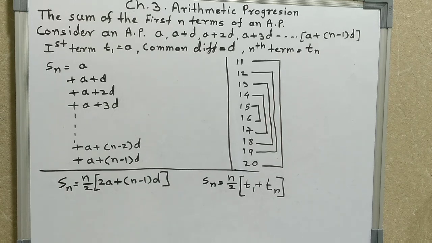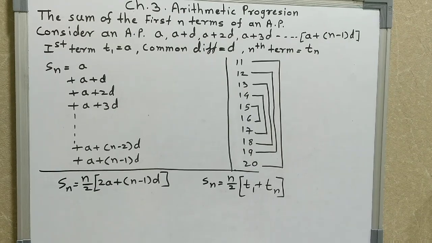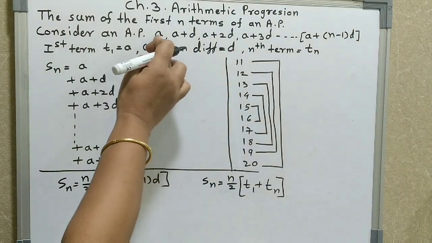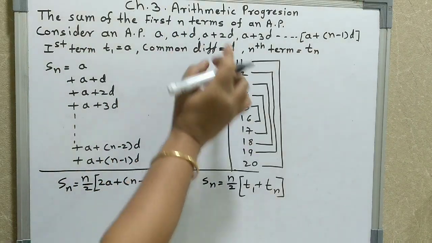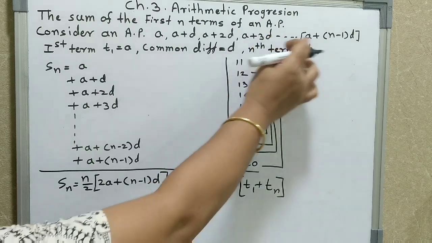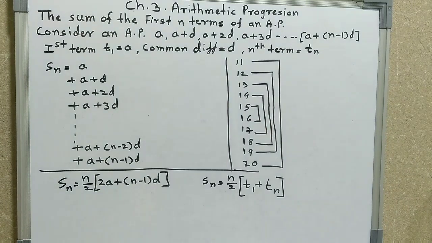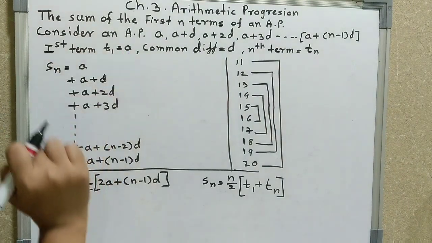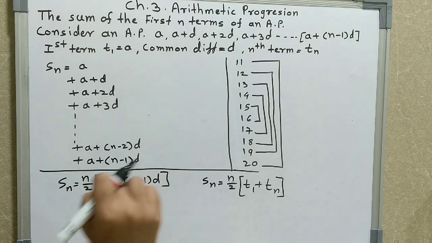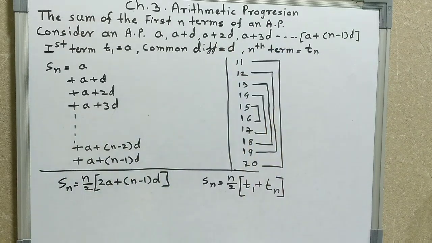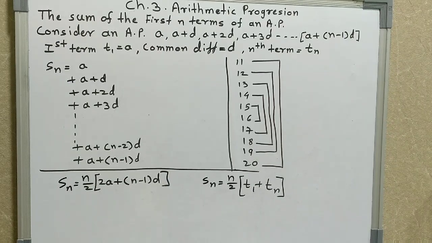Students, we will start the next part of this chapter, that is the sum of the first n terms of an AP. Consider an AP: a, a + d, a + 2d, a + 3d, and so on, and the last term a + (n - 1)d. Here the first term T1 is equal to a, the common difference is d, and the nth term is Tn. Now we will find the sum of n terms of the sequence. So we derive the first formula.